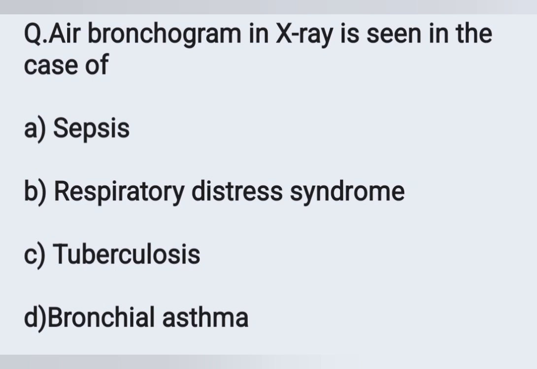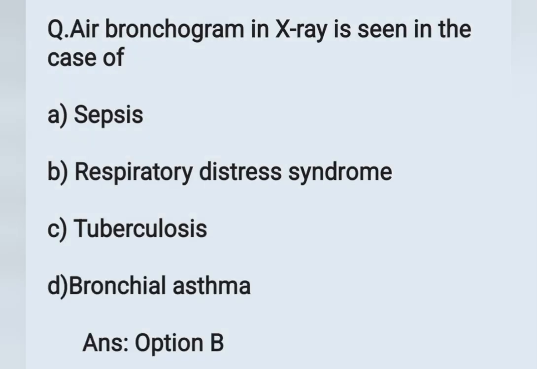Air bronchogram in X-ray is seen in case of options. Option A sepsis, option B respiratory distress syndrome, option C tuberculosis, option D bronchial asthma. Air bronchogram or air-filled cavities are seen in case of respiratory distress syndrome. Option B is the correct answer.